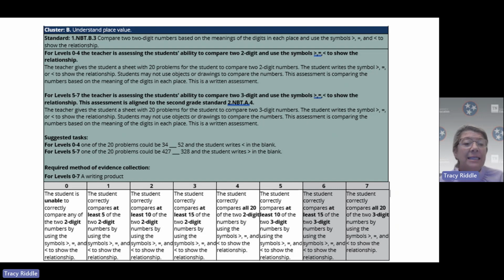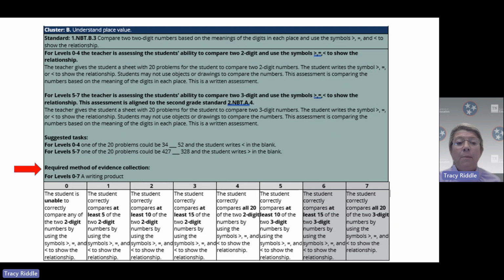The suggested tasks listed in the rubric give you examples of one possible problem of those 20 problems. For the first grade standard, comparing two-digit numbers, 34 blank 52, and the student writes less than in the blank. An example of the second grade standard, one of the problems could be 427 blank 328, and the student writes greater than in the blank.